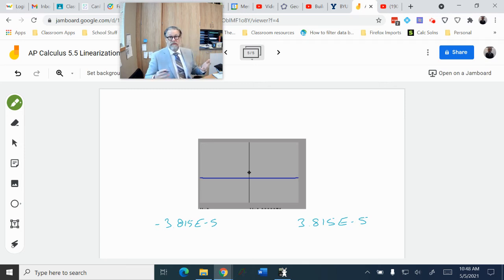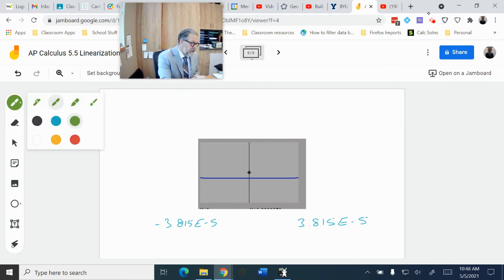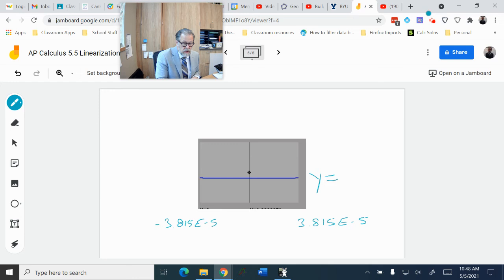Here we go. This is 9 zooms. Notice that the graph looks linear. The bit of the graph that I can see right there looks like y equals 1. There's a bit of a wiggle right at the edge of my window right there. But from negative 3.815 times 10 to the negative 5th to positive 3.815 times 10 to the negative 5th, in other words, a small change in x, my graph looks linear.